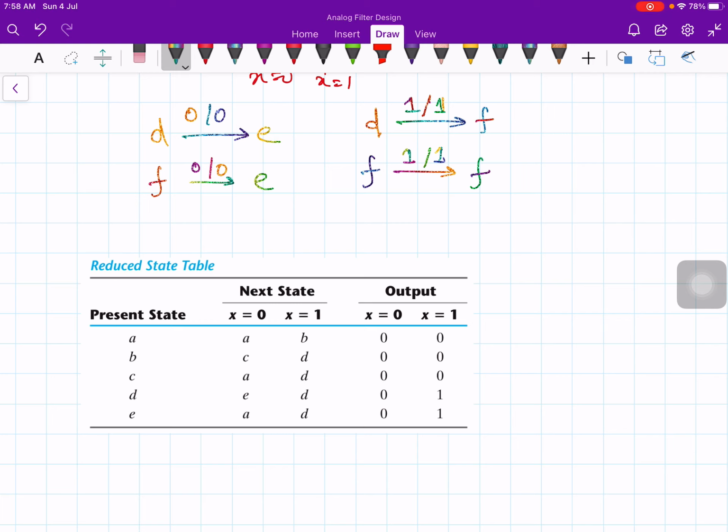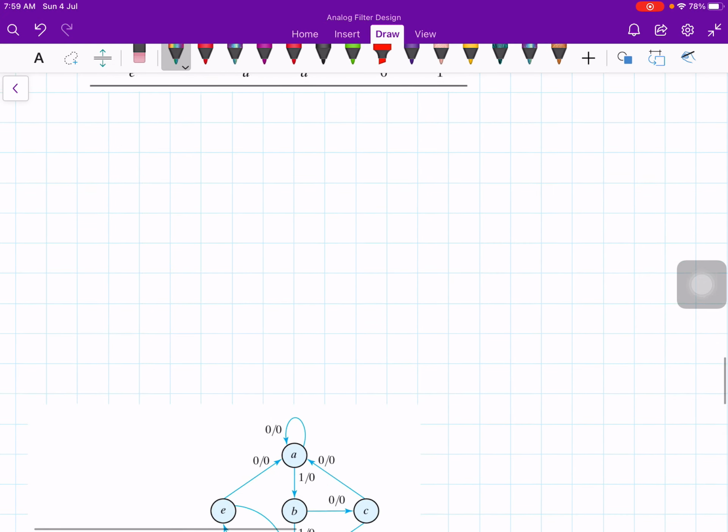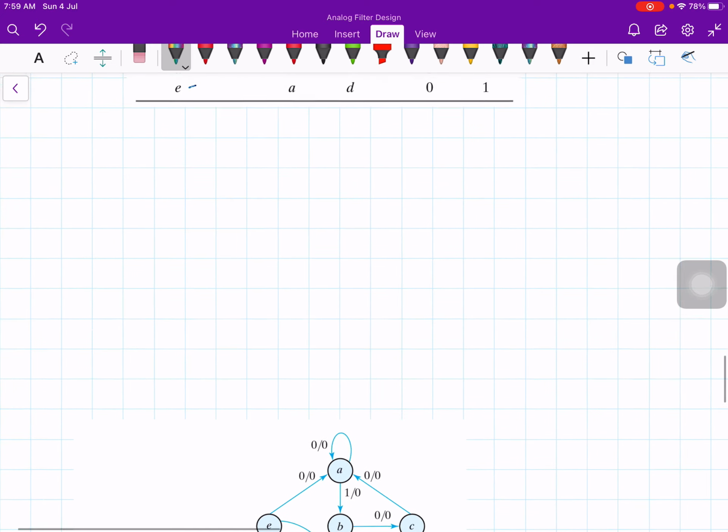So F is removed, so I am left with A, B, C, D, E. So how many states do I have here? 5 states. So from 7 states we reduced it to 5 states. Now if you look at this reduced state table, it consists of only 5 states. And again, for these 5 states you can draw the state diagram.